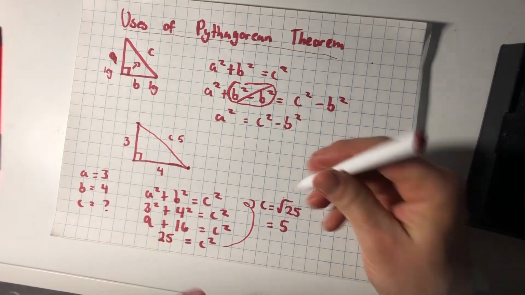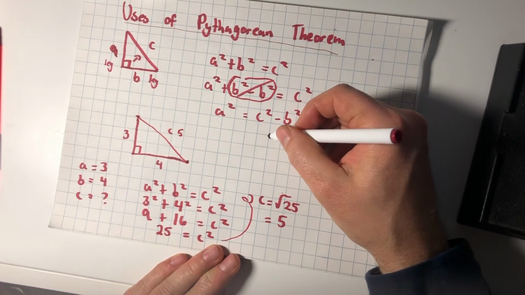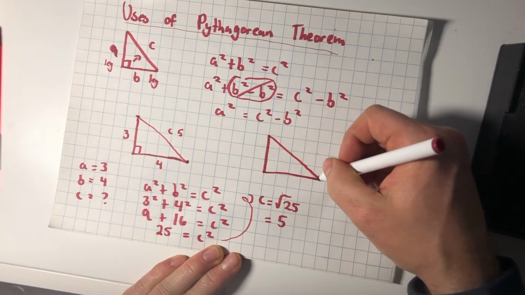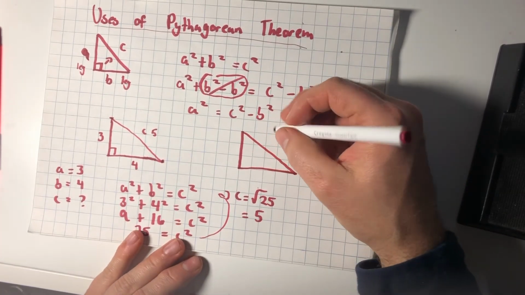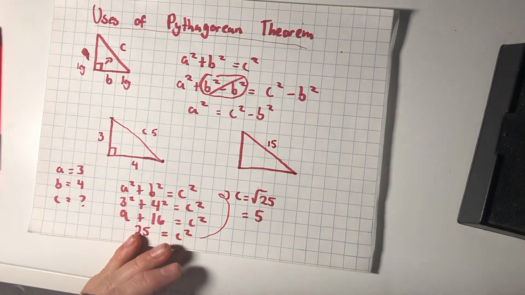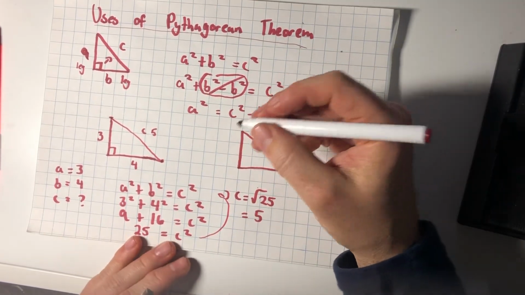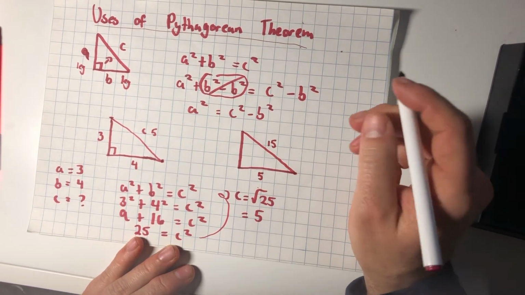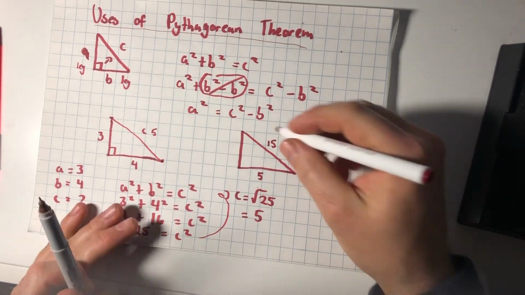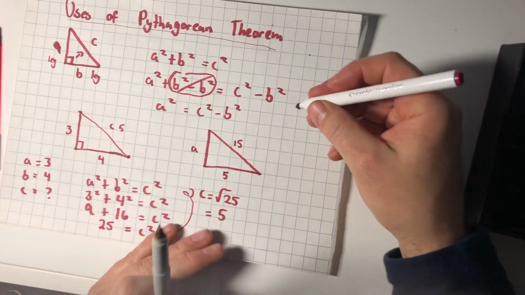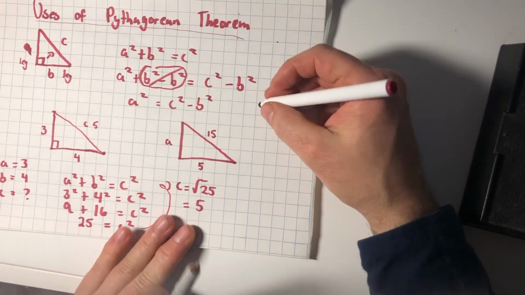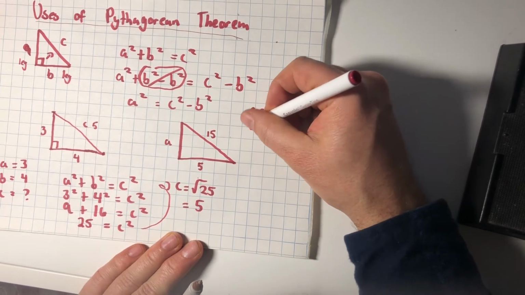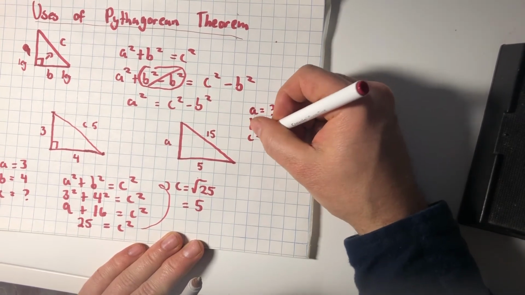But let's use the other part of this theory. So we've manipulated the equation. If I know c, let's say that c is 15, and let's say b is 5. I don't know what a is. I do know what b is, it's 5. And I do know what c is, which is 15.